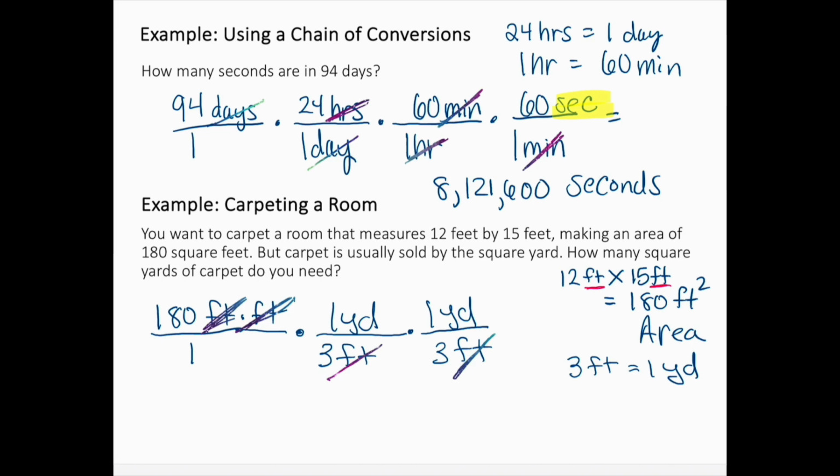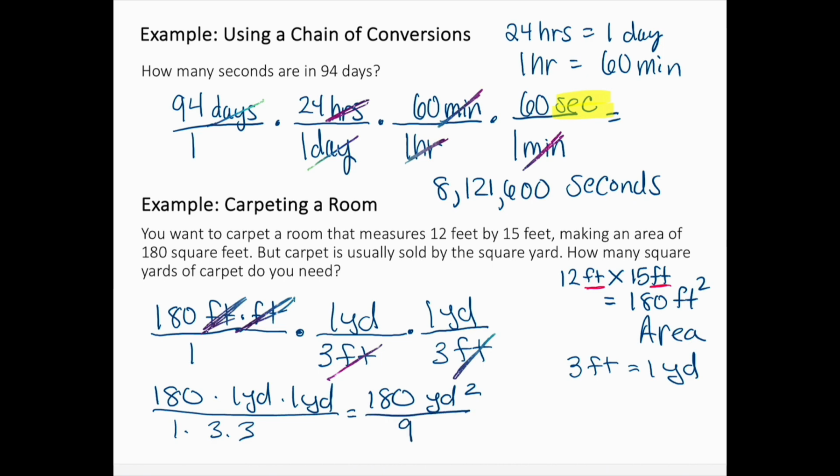So once we get rid of the 2 feet in the top and the 2 feet in the bottom, what we're left with is 180 times 1 yard times 1 yard, and then in the bottom we have 1 times 3 times 3, which gives me 180 yards squared over 9, because it's yards times yards. And now when we divide that, we're going to get 20 yards squared.